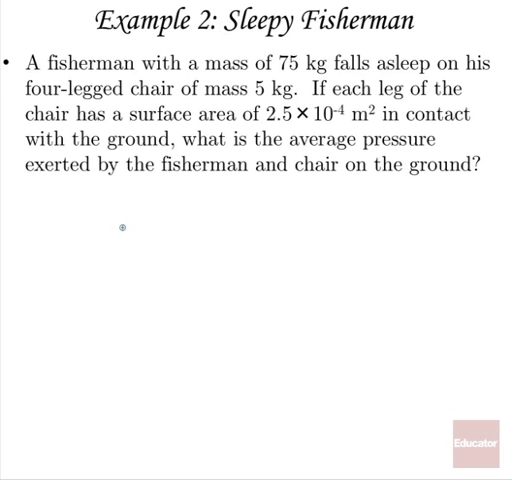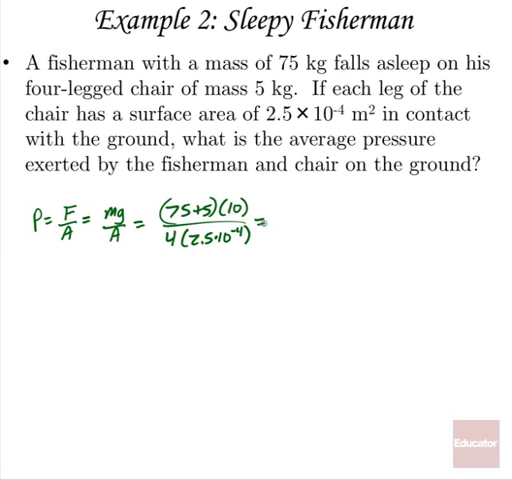Well, the force applied is going to be the force of gravity. So our pressure is going to be force over area, which is going to be mg divided by A. Now our mass is 75 kilograms for the fisherman plus 5 kilograms for the chair, times g, about 10 meters per second squared, all over the area, which is going to be the four legs of the chair times the area of each leg, 2.5 times 10 to the minus 4 square meters, or about 800,000 pascals.